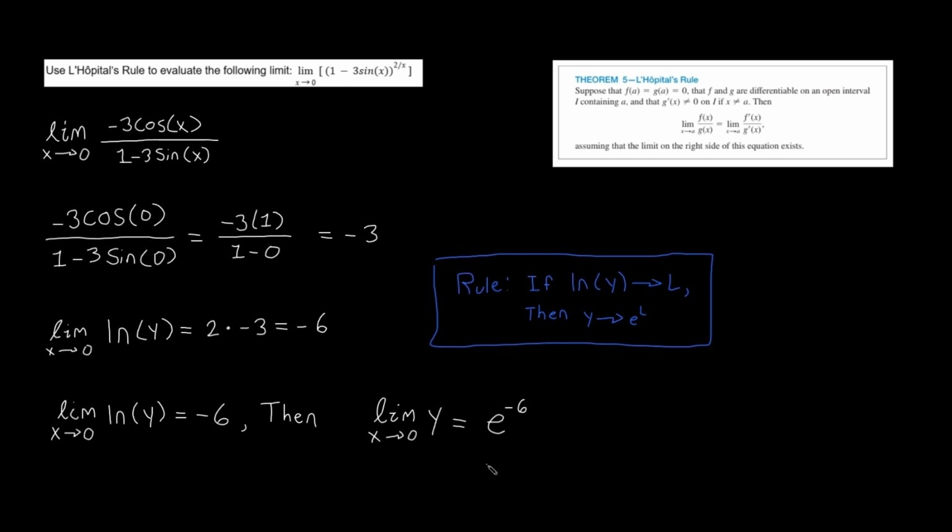Then that means the limit as x approaches 0 for y equals Euler's number to the power of negative 6. And that's our answer.